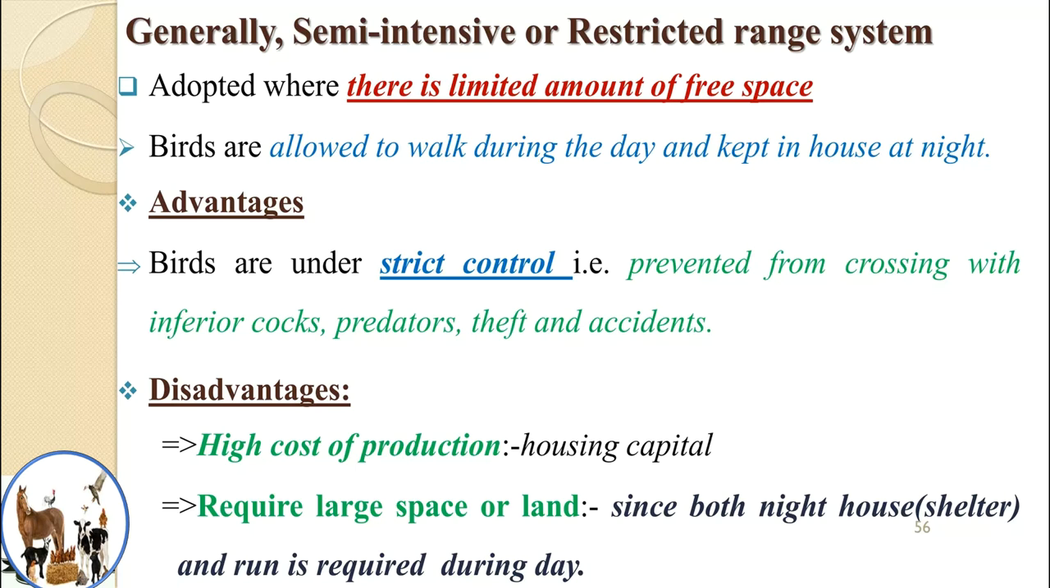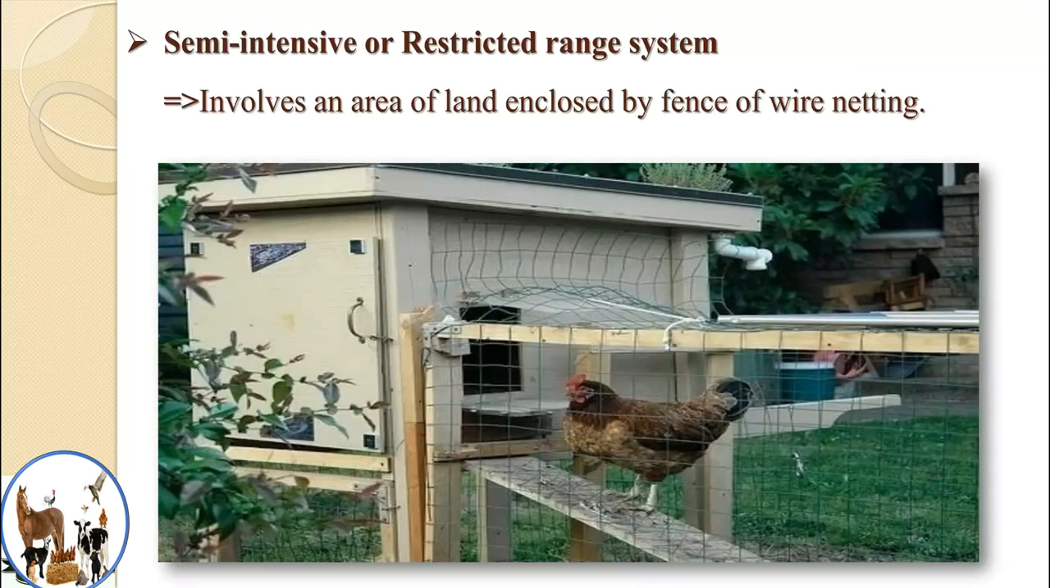Whereas the semi-intensive system has certain disadvantages: number one, it has a high cost of production, and housing is a very huge capital investment. It requires a large space of land since both the night house and the run during the day are required. Run means the birds need to be allowed to walk around, etc.